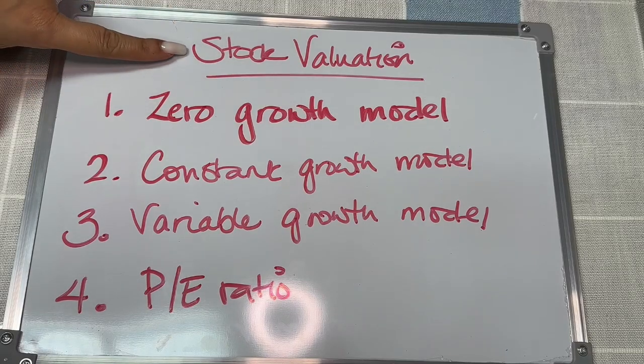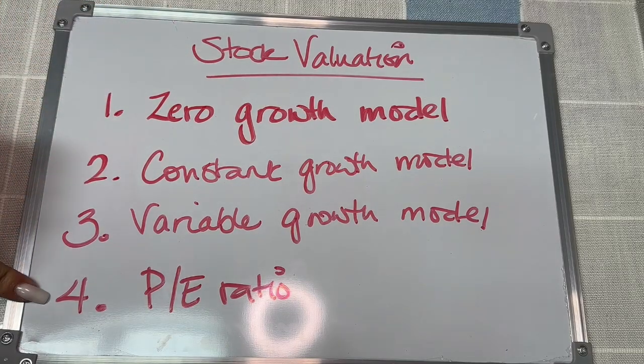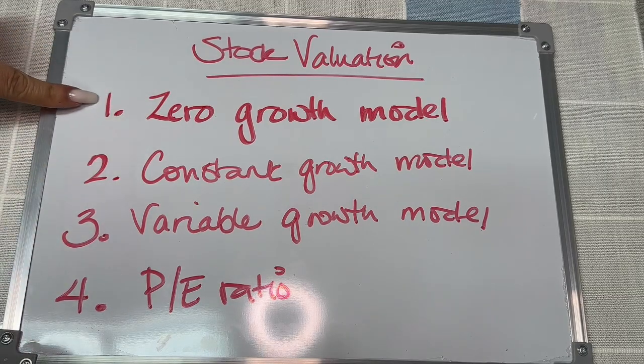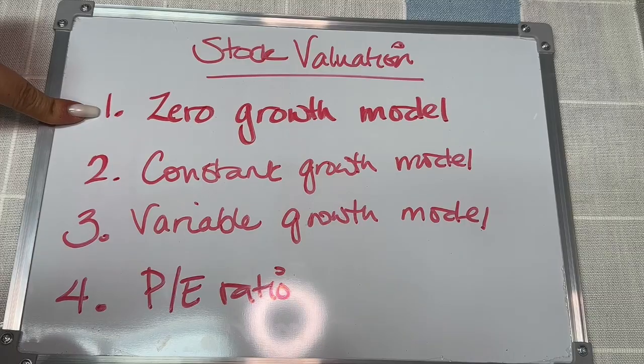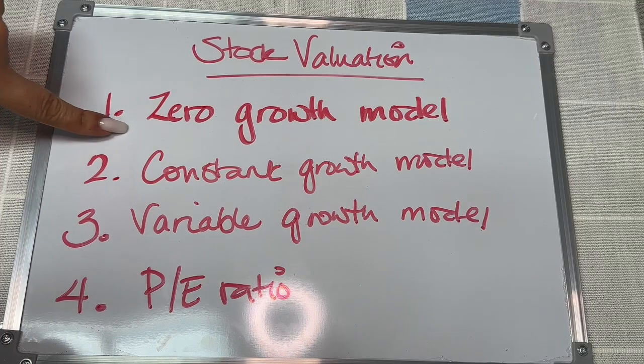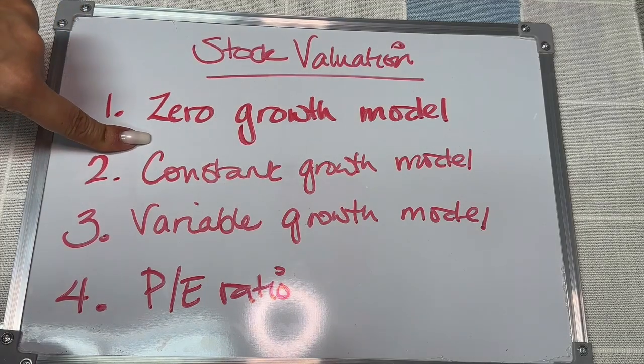So for stock valuation, we have the following ways to value a share. The first one is the zero growth model. Now, what that means is that the dividends are not going to change for the remainder of the life of the stock. Zero growth means 0% is the growth of the dividend, the G. So there is no change in the dividend. If it's $2, it's $2 forever. If it's $5, it's $5 forever. And usually preferred shares are the ones that pay a dividend that doesn't change.